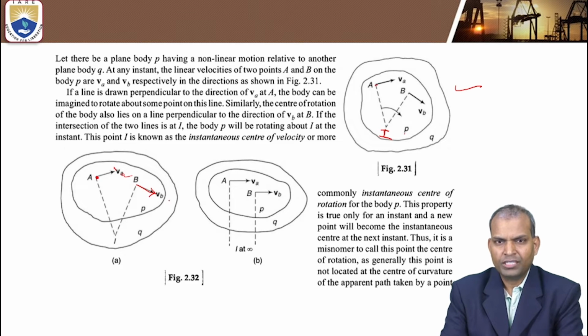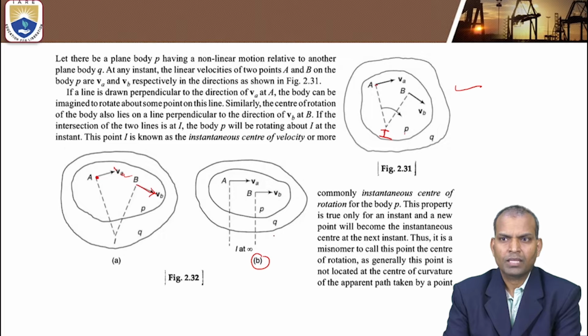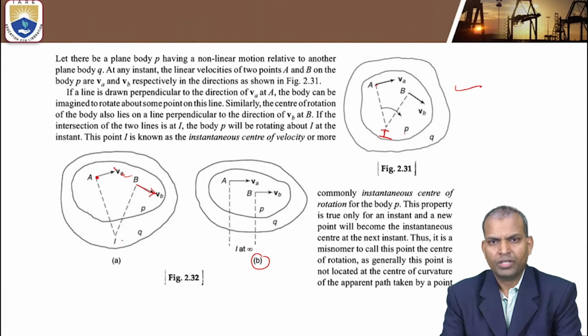So at a different instant, the I-center will vary. It is not necessary that the I-center should be on a particular body. It can also be outside both bodies. If you observe figure 2.32b, the directions of velocities of points A and B are both parallel. So where is the I-center? The I-center is at infinity. About the I-center at infinity, the bodies P and Q are rotating. So this is the meaning of I-centers.